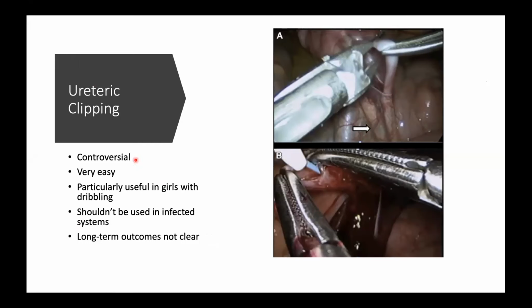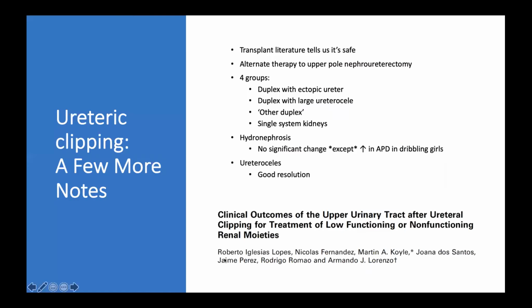But its advantages are that it's very easy. It seems to be particularly useful in girls with dribbling. The one absolute contraindication to it, I would say, is infected systems. So I would not attempt this procedure in a patient who has ever had an infection in the upper pole system, because the complications they described in those patients were fairly significant. The group also hasn't written up their long-term results. These are fairly short to medium-term results, so we're not really sure what is happening with these patients 10, 20 years down the line.